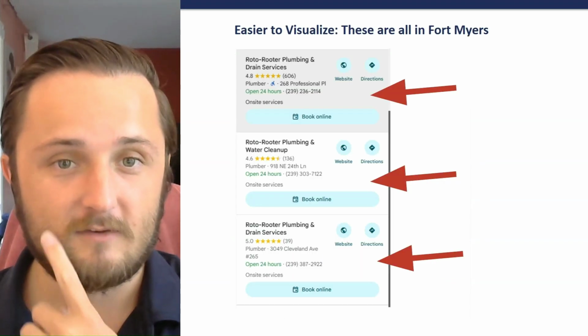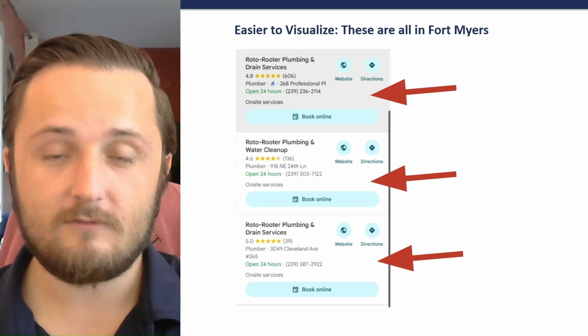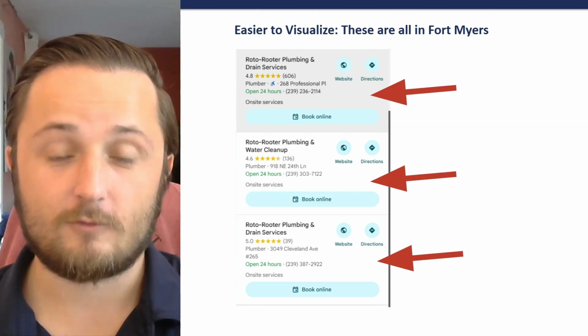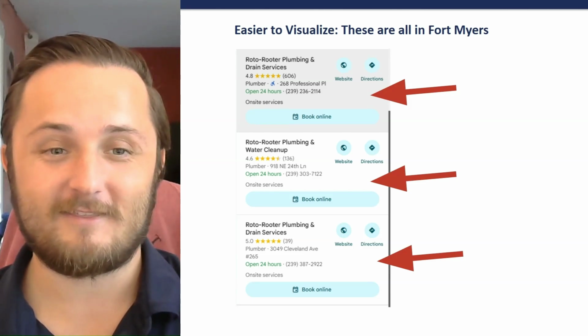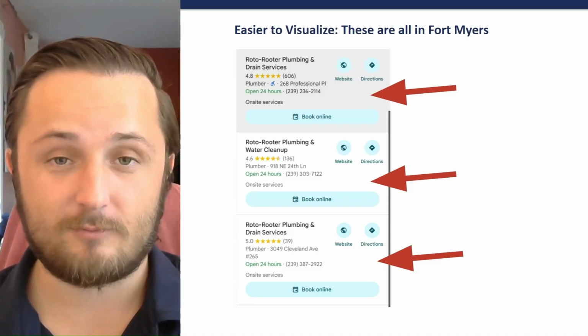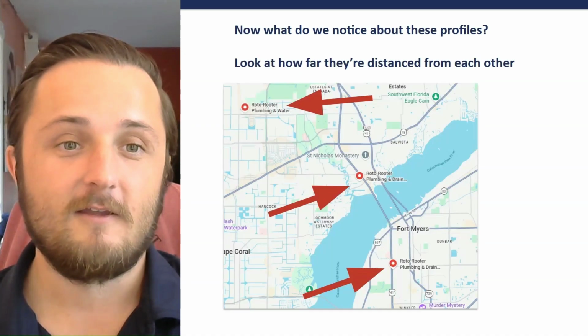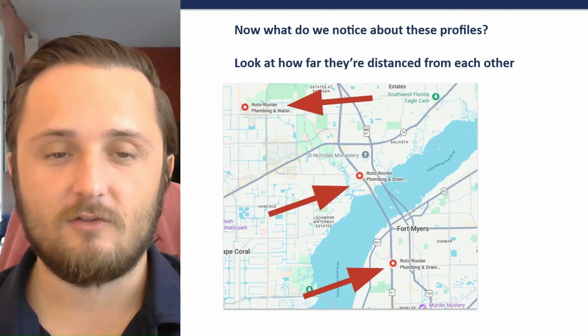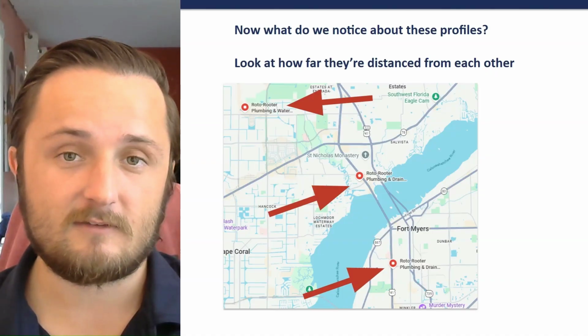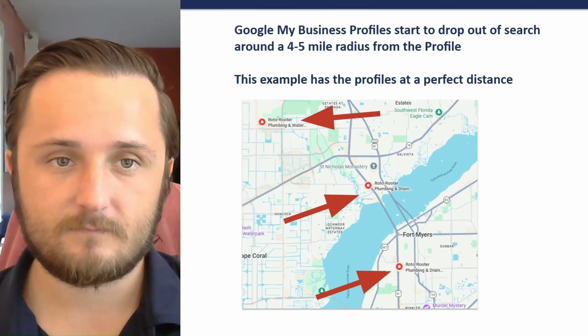Here's an easier way to visualize. All 3 of these Google Business Profiles, or GMBs, are in Fort Myers, and they're all owned by the same company. They're probably printing cash right now. So now, what do we notice about these profiles? Look at how far they are distanced from each other.